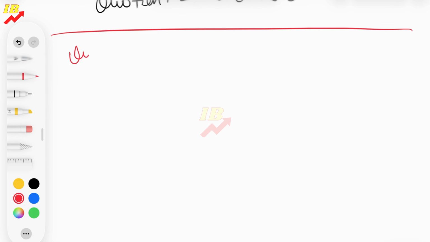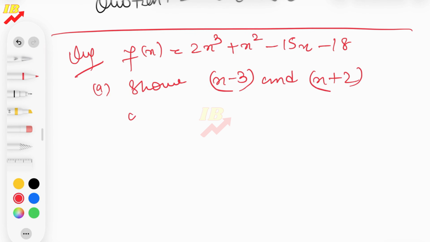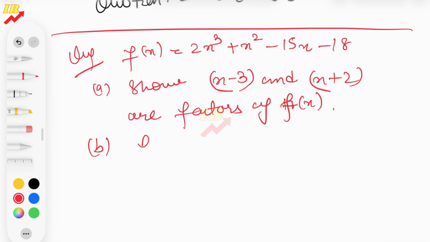Let's just take one more question. Let's continue with another question. So I'm giving you a polynomial that says f(x) is given as 2x cubed plus x squared minus 15x minus 18. Okay, we have to check or show that x minus 3 and x plus 2 are factors of f(x). And then we have to fully factorize it.